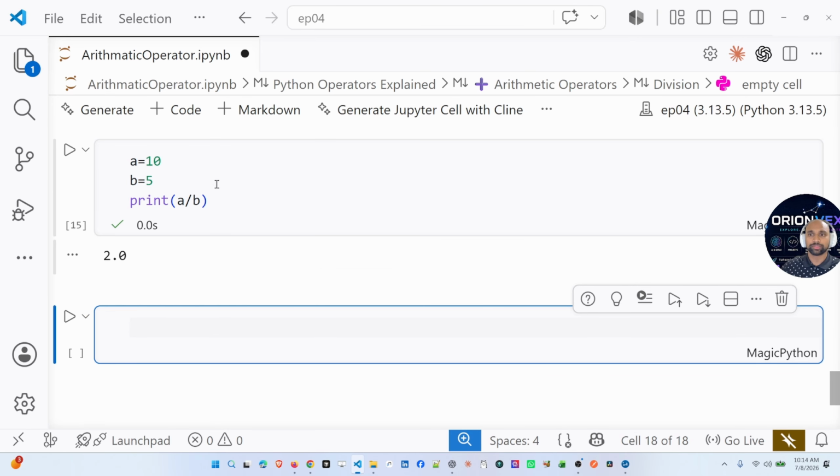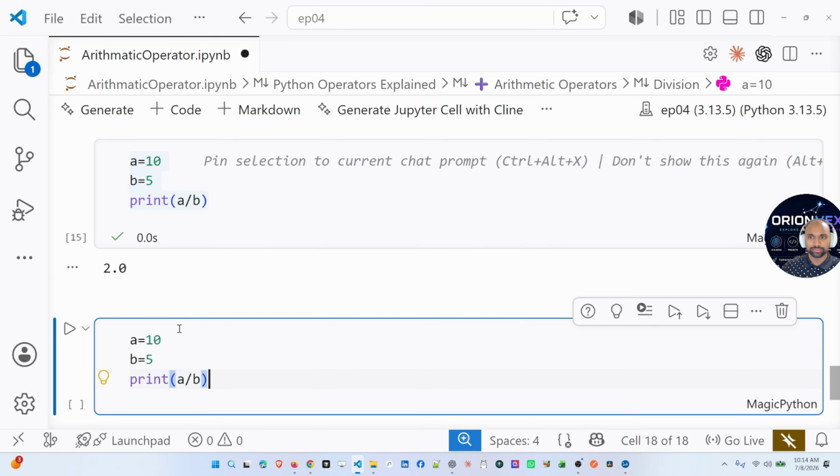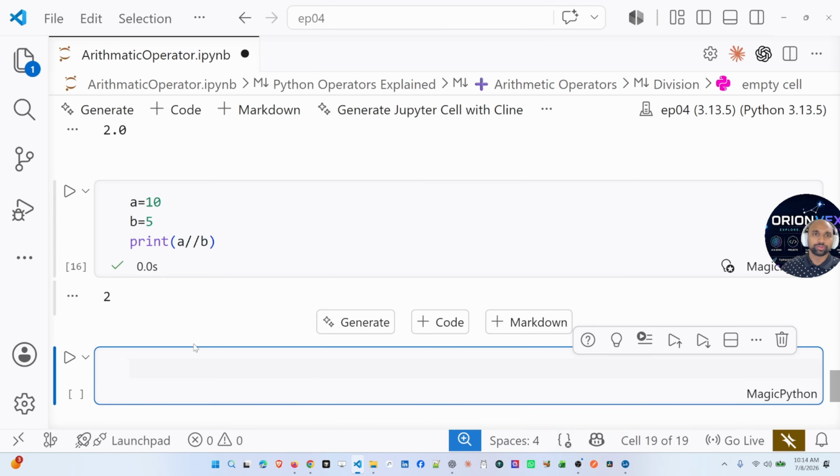Suppose we take the same example here. I am going to take the floor division. This is called floor division, double forward slash. It will give only the output without any decimal point.